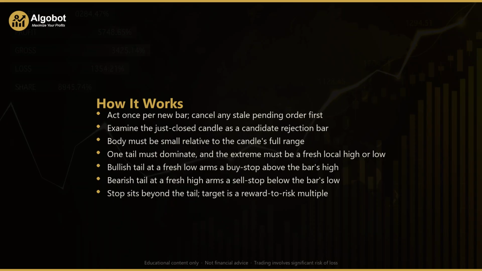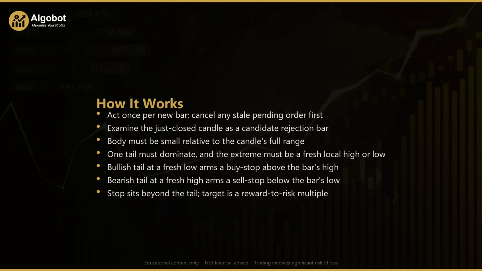The body must be small relative to the range, by default no more than 40% of it. This ensures we are looking at a candle dominated by a tail, not a strong directional candle. Then it tests the two scenarios. For a bullish setup, the lower wick must dominate, by default at least 55% of the range. The close must finish in the upper half of the candle, and the low must be a fresh local low, meaning no candle in the lookback window behind it traded lower.